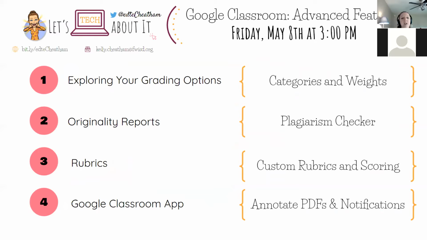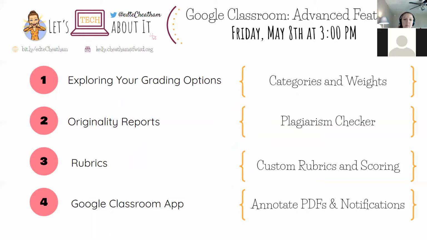We'll look at something called Originality Reports, which allows you to check for plagiarism. That's a really cool feature. We'll look at what it looks like on the student end and also what it looks like on the teacher end. We'll talk about that rubric function when you're creating an assignment and the different ways that you can attach a rubric.